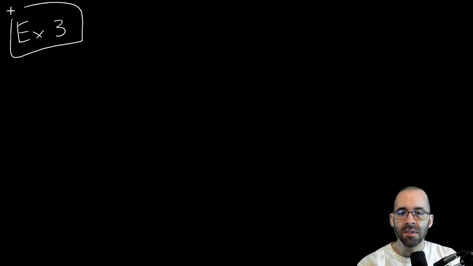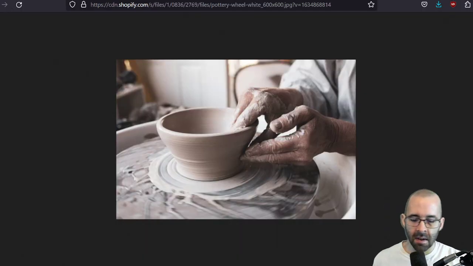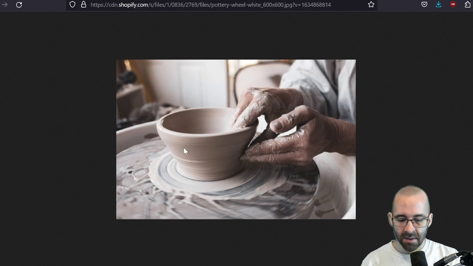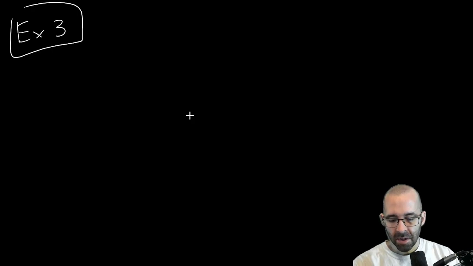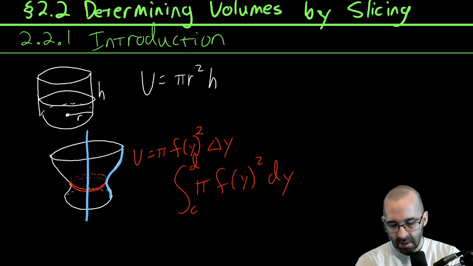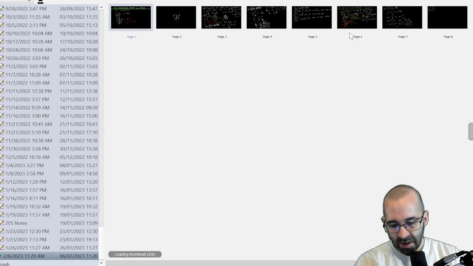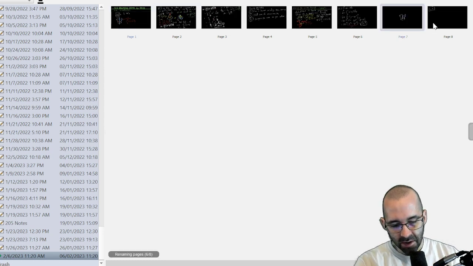Example 3. Let's go back to pottery. Let's go back to this thing. We're going to look at this shape again. And in fact, let's really look at this shape. I don't know if it'll let me copy this, because if I add a new page, then it's going to put it somewhere I don't want. But I can just manually drag it over here.